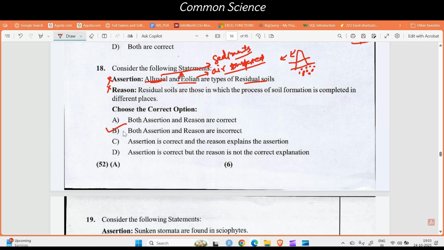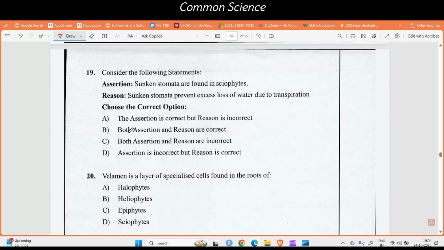I hope you are getting this. Moving on to the next question, which is question number 19. What does this say? Sunken stomata are found in cyophytes. No, sunken stomata is the feature of xerophytes.